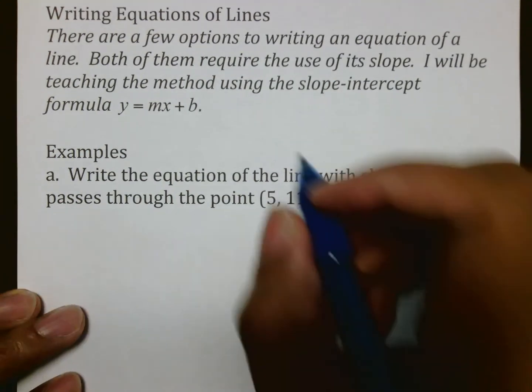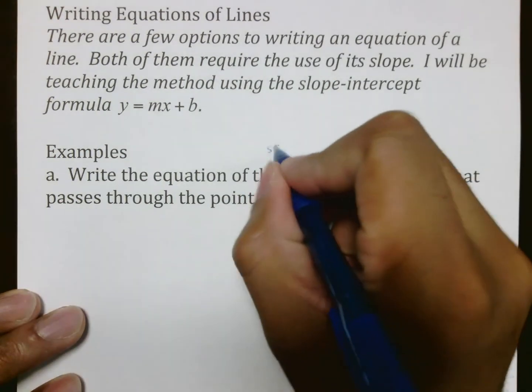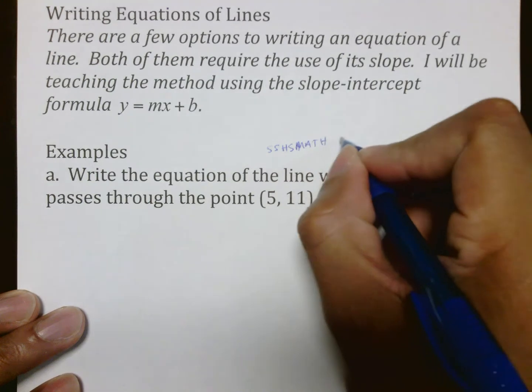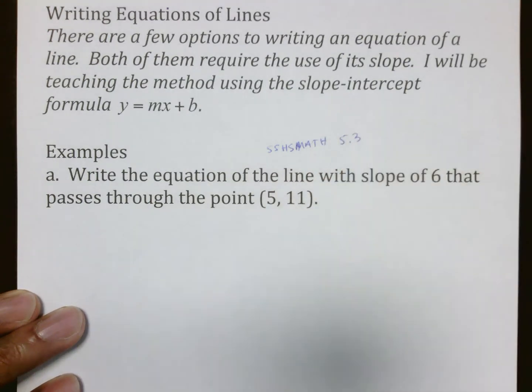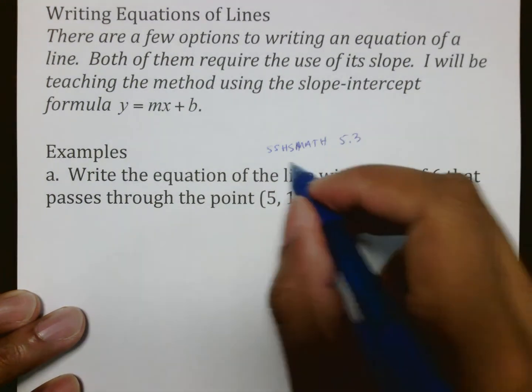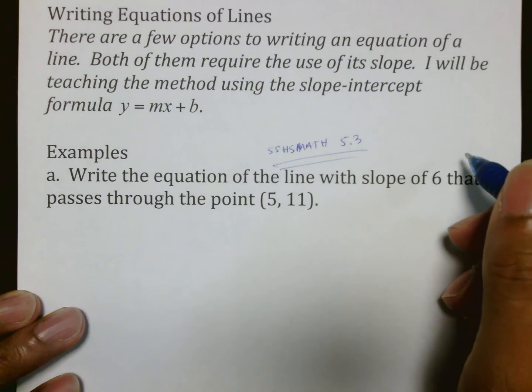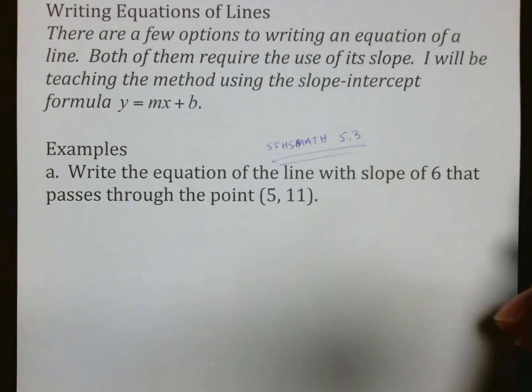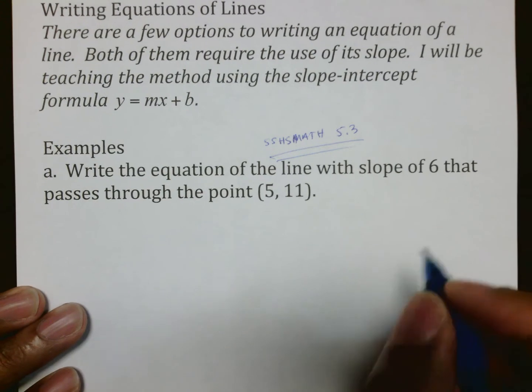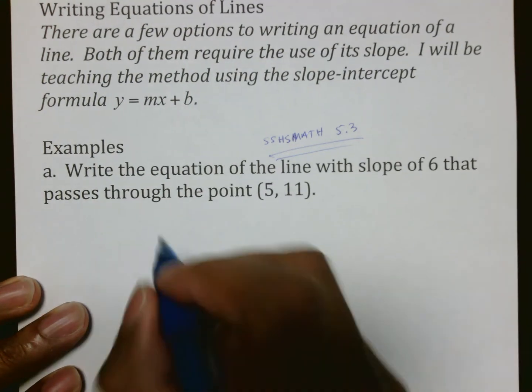So again, if you're looking for a touch-up, I'm sorry, I can't spell. Go to Sshsmath. I think 5.3 would be the video that talks about how to do this stuff more in depth from my Algebra 1 videos. Anyway, write the equation of a line with slope of 6 that passes through the point (5, 11).